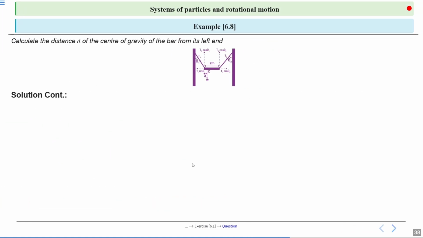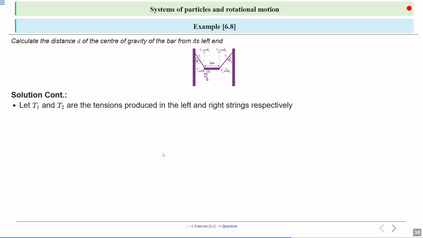So solving this, let T1 and T2 be the tensions produced in the left and right strings respectively, due to the weight W. At translational equilibrium, there is no linear acceleration. So we can say T1 sin theta 1 is equal to T2 sin theta 2. Just put the values: T1 sin 36.9 degrees is equal to T2 sin 53.1 degrees.